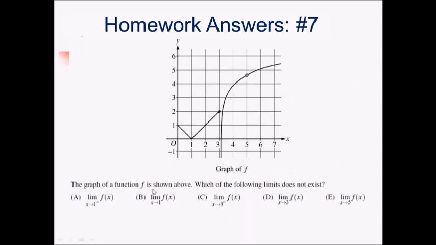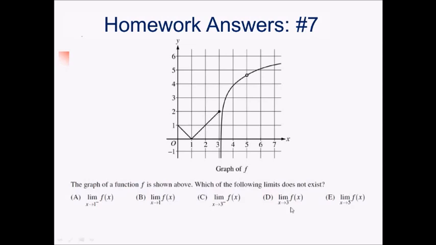For this problem, we have the graph of f shown above. We want to know which of the following limits does not exist. So we've got choice A here as we approach 1 from the left side. As we approach 1 from the left, we definitely have a limit, that's 0. Next one, as we approach 1 from both sides, well, from both sides, we're ending up with 0. So that definitely exists. Choice C, as we approach 3 from the left side. As we approach 3 from the left, that's the y value 2.